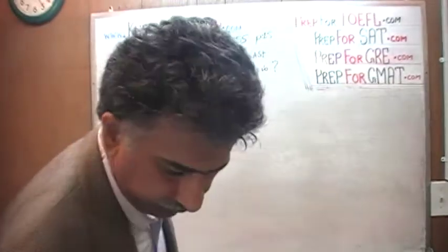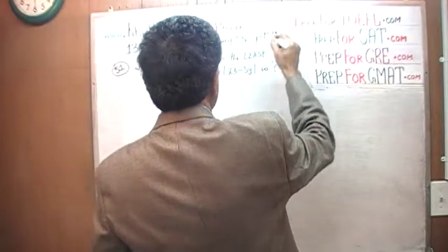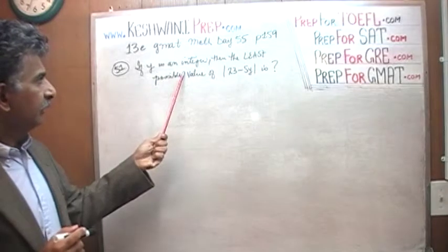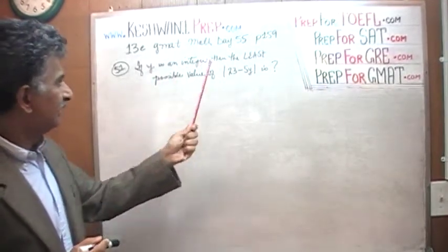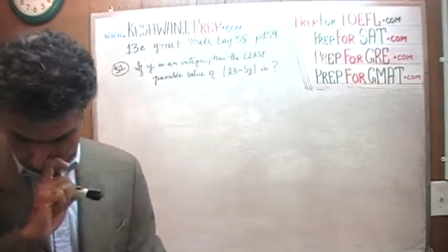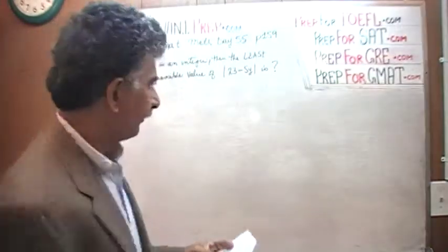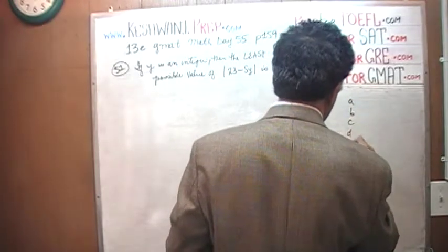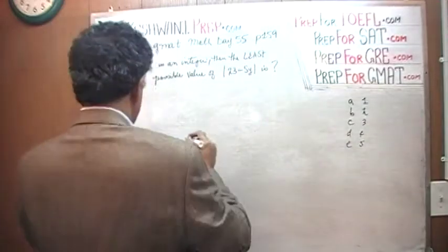Page 159. The problem is already on the blackboard. It says, if y is an integer, then the least possible value of the absolute value of 23 minus 5y is what? And the 5 answer choices that they give you are 1, 2, 3, 4, 5. Very simple, very straightforward. A, B, C, D, E: 1, 2, 3, 4, 5. Let's see what happens.